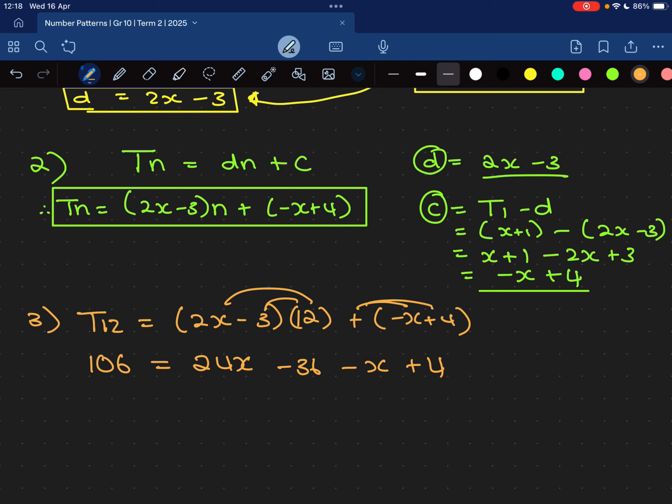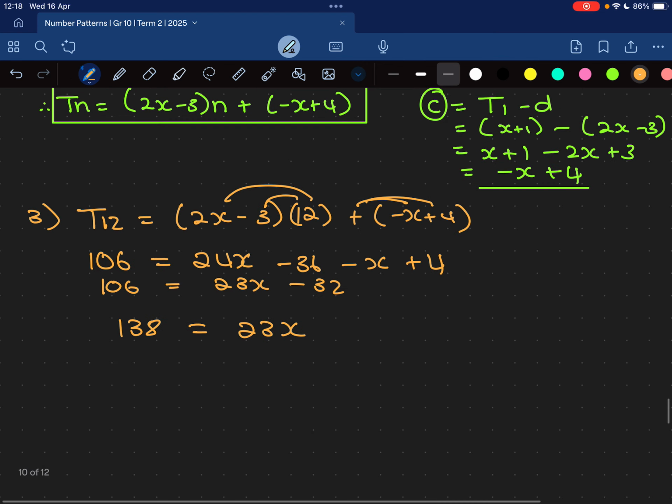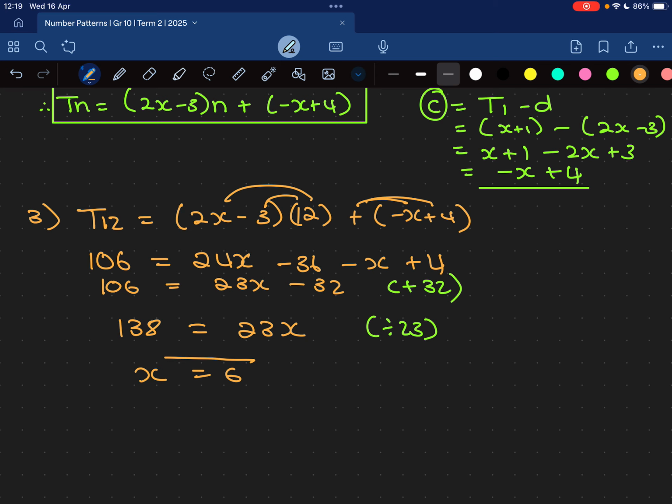Then you're going to simplify, so you'll get 106 is equal to 23x, minus 36 plus 4 is minus 32. Add 32 to both sides. You would get 138 is equal to 23x. And then if you divide both sides by 23, you will get x to be equal to 6.